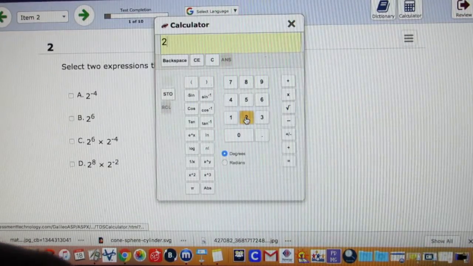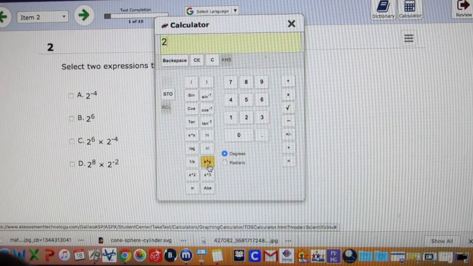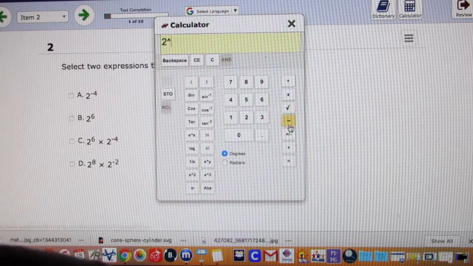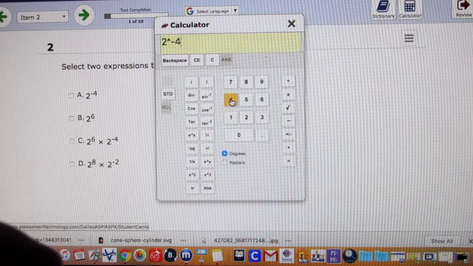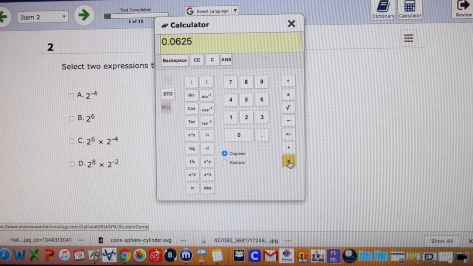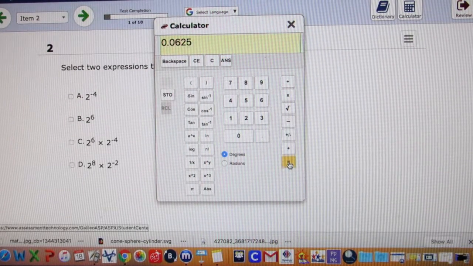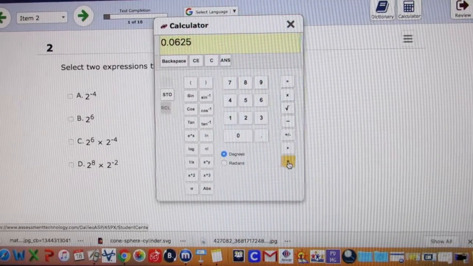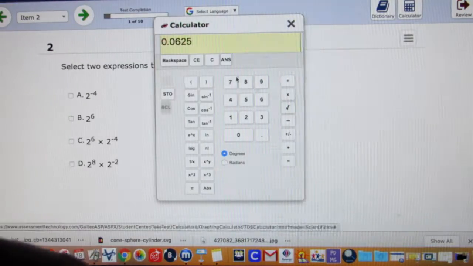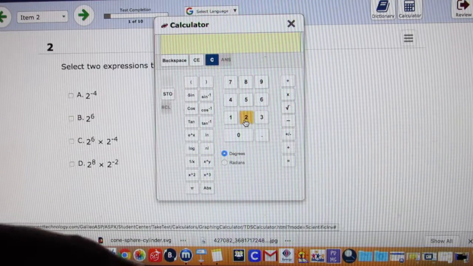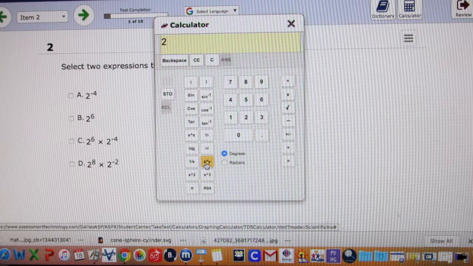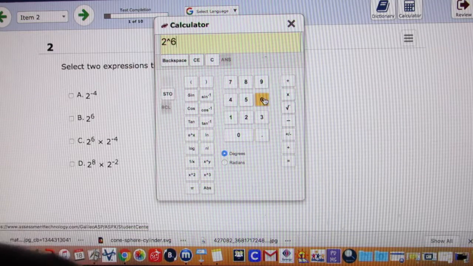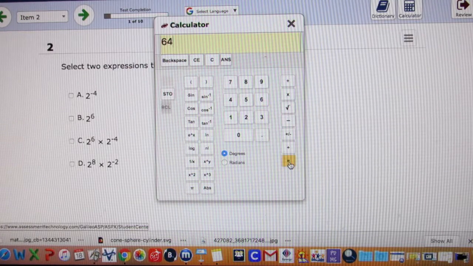So 2, and to raise to a power, I use this X to the Y button. You gotta know that. So I'm going to raise that to the negative 4th power, and I get 0.0625. And I just quickly jot that down on my paper for A. And I'll do the same thing for 2 to the 6th power for choice B. 2 raised to the power of 6 equals 64.